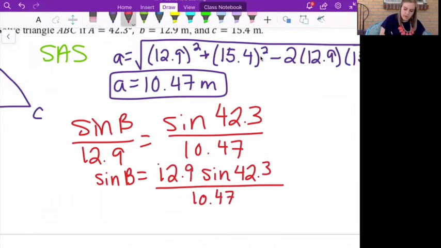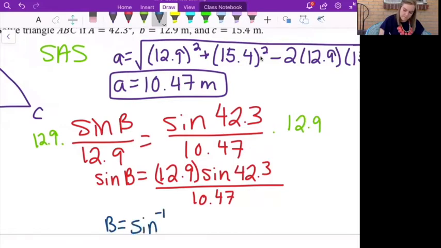And so we get that because we can just multiply both sides by 12.9. And then that would just go to our numerator. And so then the last thing that we need to do is take the sine inverse. And so again, you can type all of this into your calculator. Be sure that if you have an older version of your calculator, you have to have an extra set of parentheses around your numerator.